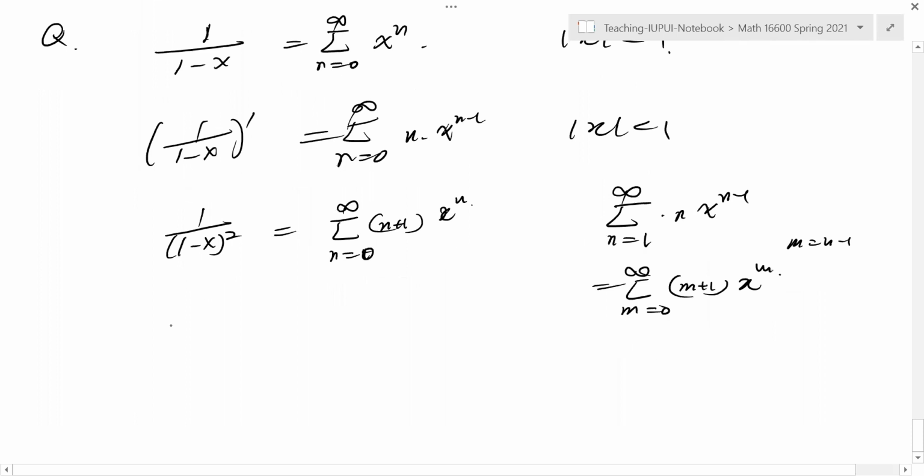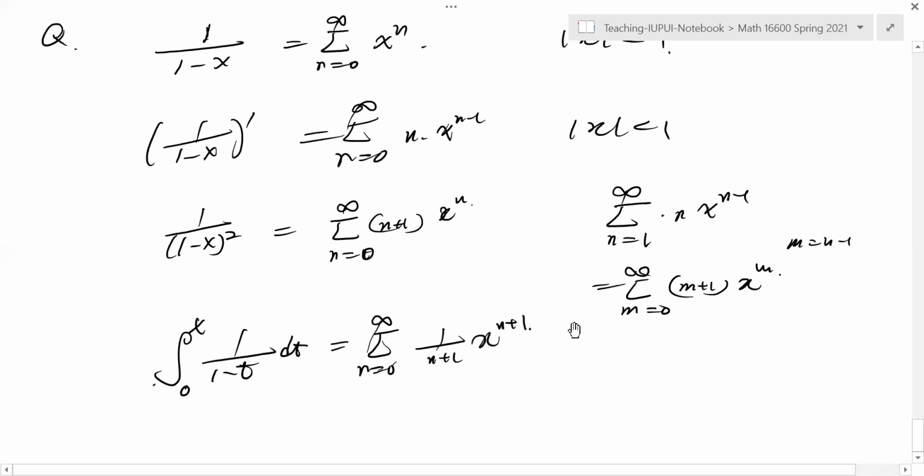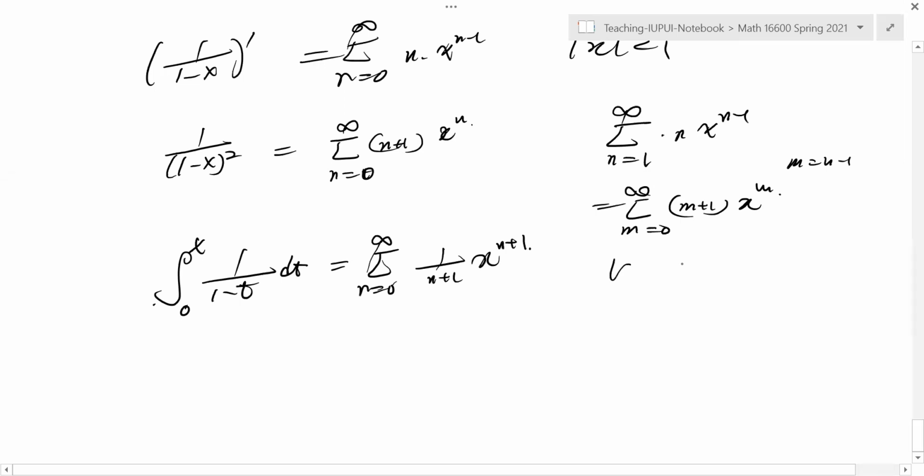So how about the integral? Let's go from 0 to x. I'm going to use a definite integral. So this side is 1 over n plus 1 times x to the n plus 1, and this also holds when absolute x is less than 1. So how can I evaluate the integral on the left-hand side? The integral on the left-hand side is going to be the natural log of 1 minus x, actually, with a negative sign.